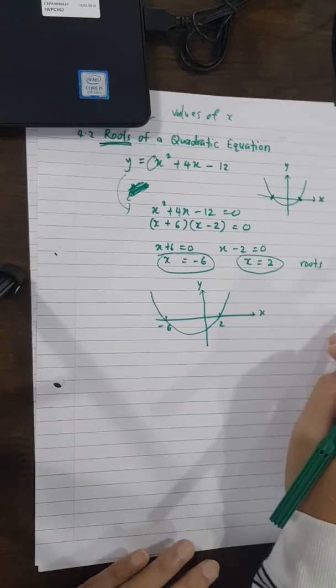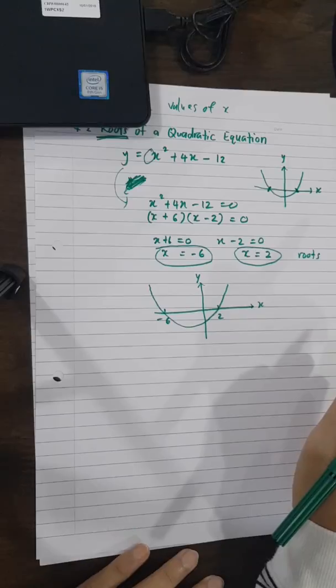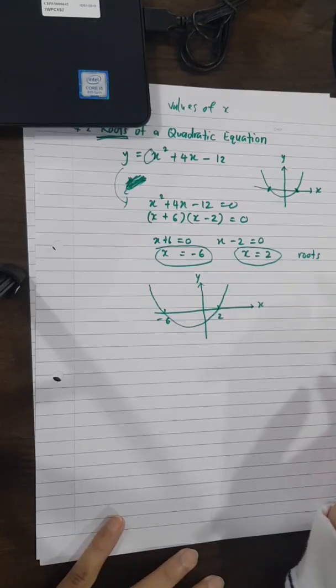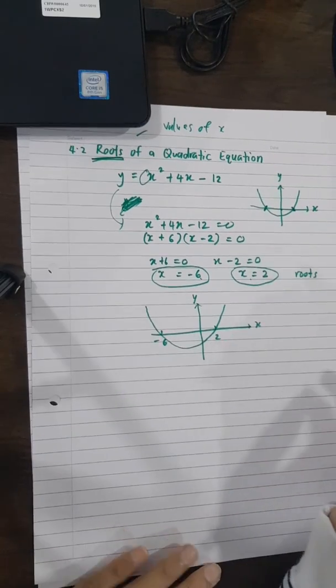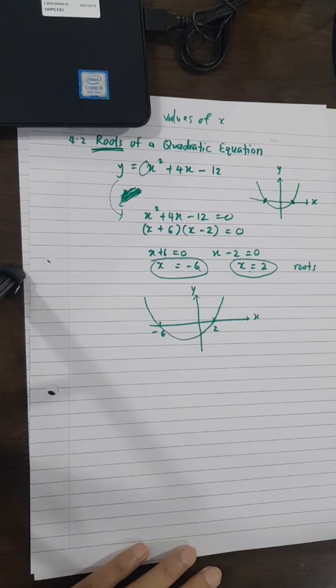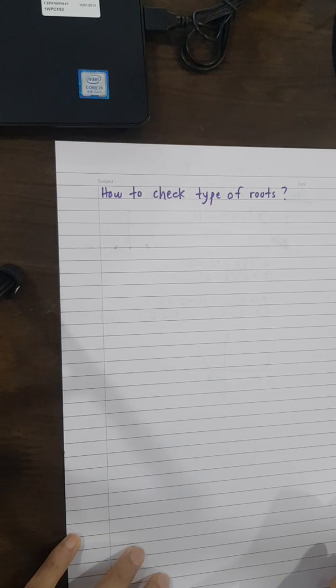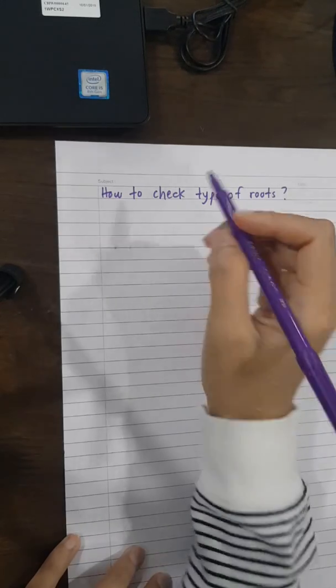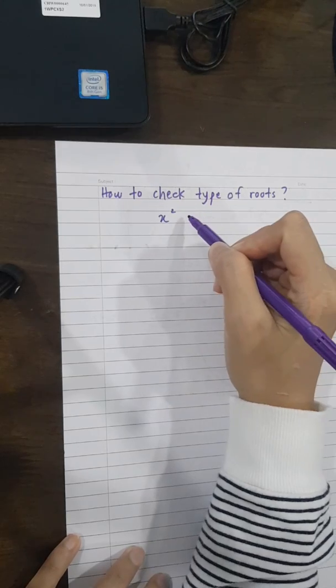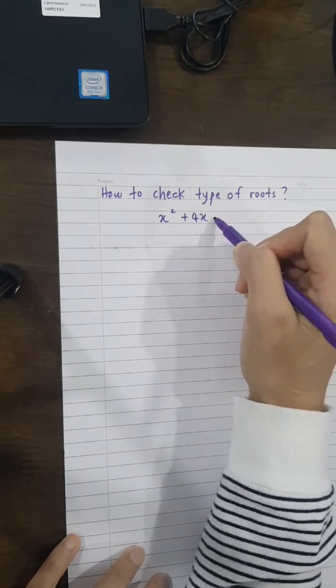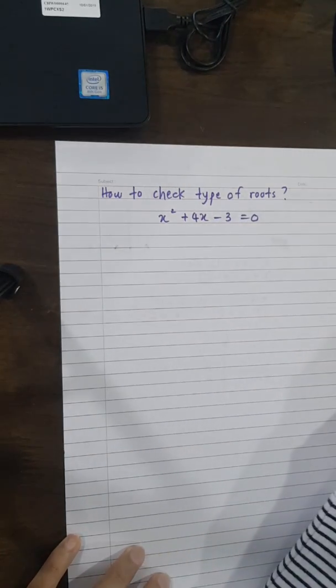But sometimes some quadratics don't have roots. So if we don't know whether the quadratic has roots or not, or maybe the roots are not whole numbers like this, how are we going to check? Okay, so how do we check the type of roots if you have a quadratic equation? Let's say we have x squared plus 4x minus 3 equals 0. How do we check what type of roots this quadratic equation has?